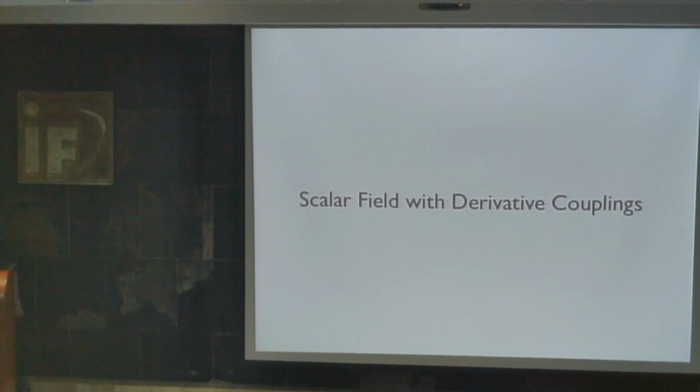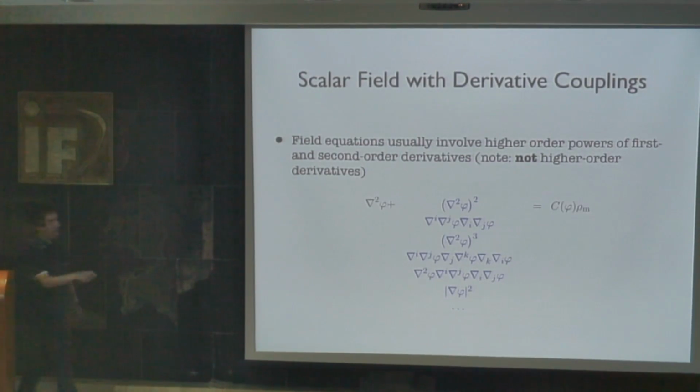The next case is the scalar field model with derivative couplings. As a reminder, for this kind of model, you have equations where you have the standard kinetic term of the scalar field, you have coupling with matter, and then the scalar field couples with itself through these complicated nonlinear terms. I want to mention that these are not higher order derivatives. These are just higher powers of second order derivatives.